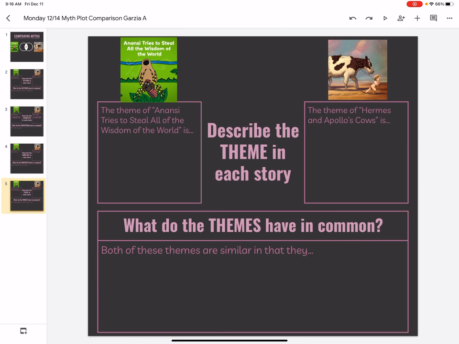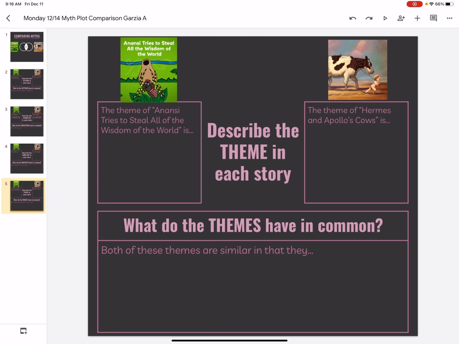Last one, we're talking about theme. Describe the theme in each story. The theme of Anansi tries to steal all the wisdom in the world is, tell us what lesson Anansi learned, because theme is lesson learned, right? What lesson did he learn? What lesson is this myth trying to teach us?